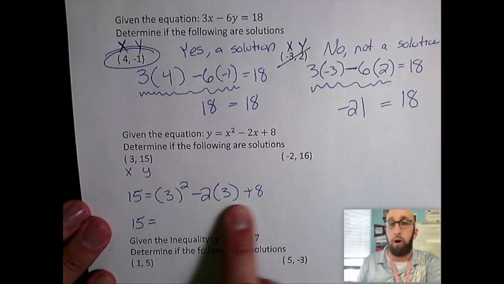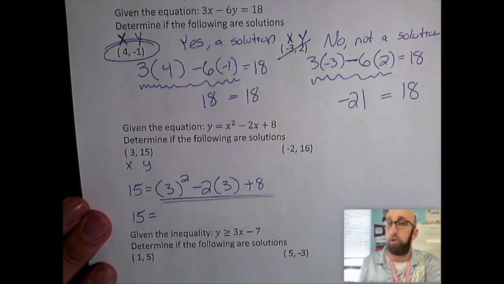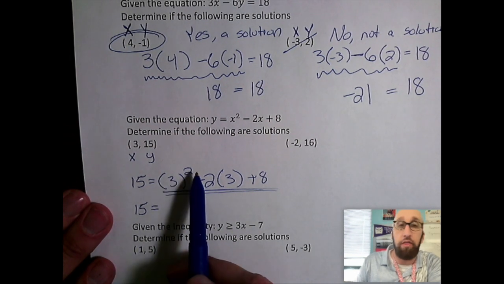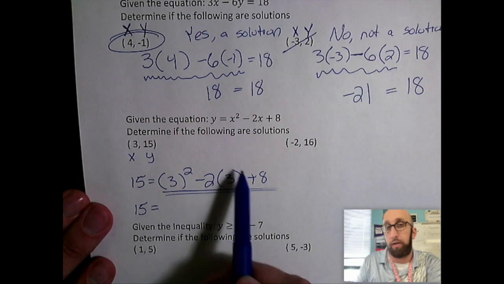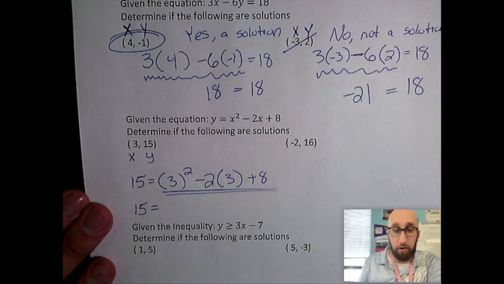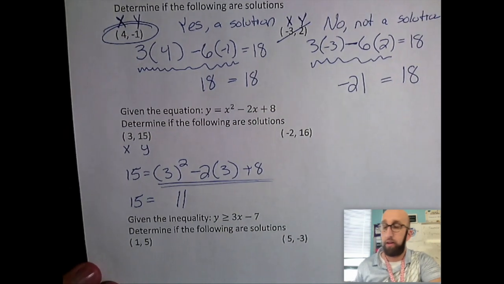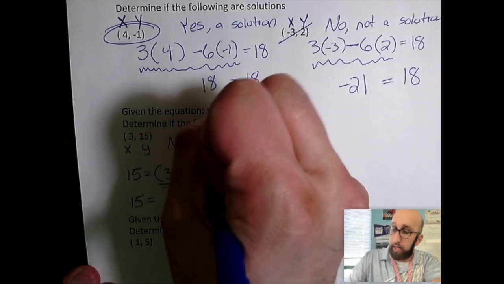I could type all of this into a calculator, just like I have it written down. Parentheses, 3, parentheses, the square on the outside, minus 2, parentheses, 3, parentheses, plus 8. You type all that into a calculator to speed this up. You get 11. These two numbers are not equal, so no, not a solution.